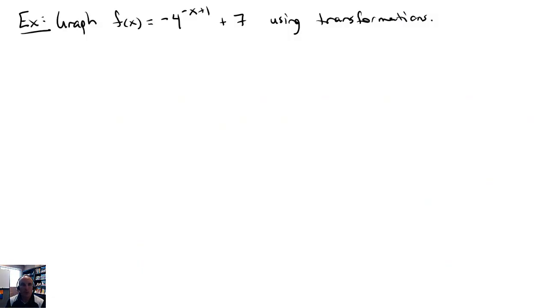All right, here we want to graph f of x equals -4 to the -x plus 1 plus 7. So we're going to have, with x, we have two operations. So we're going to have two x transformations. We have two operations outside of 4 to the power. So we're going to have two y transformations also. So our parent function is just y equals +4 to the x.